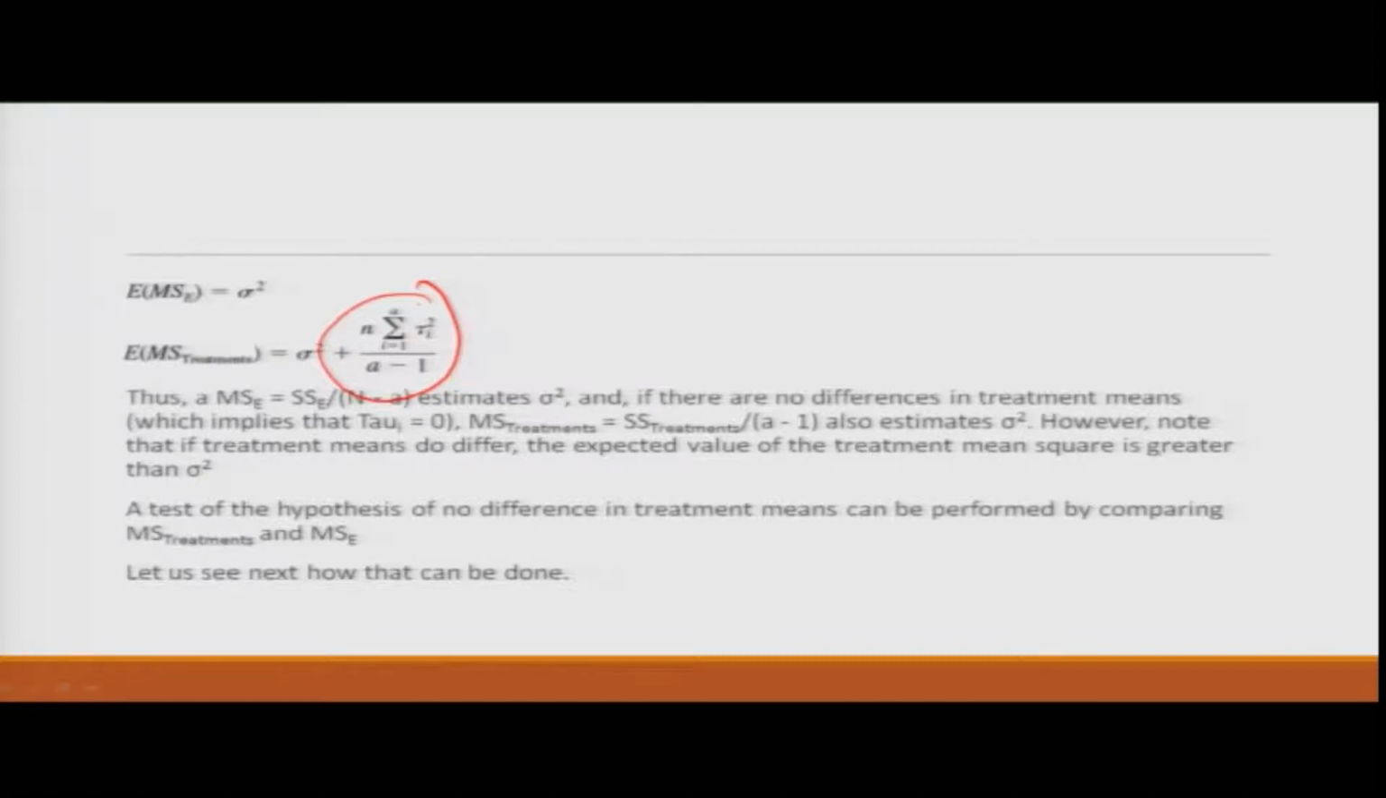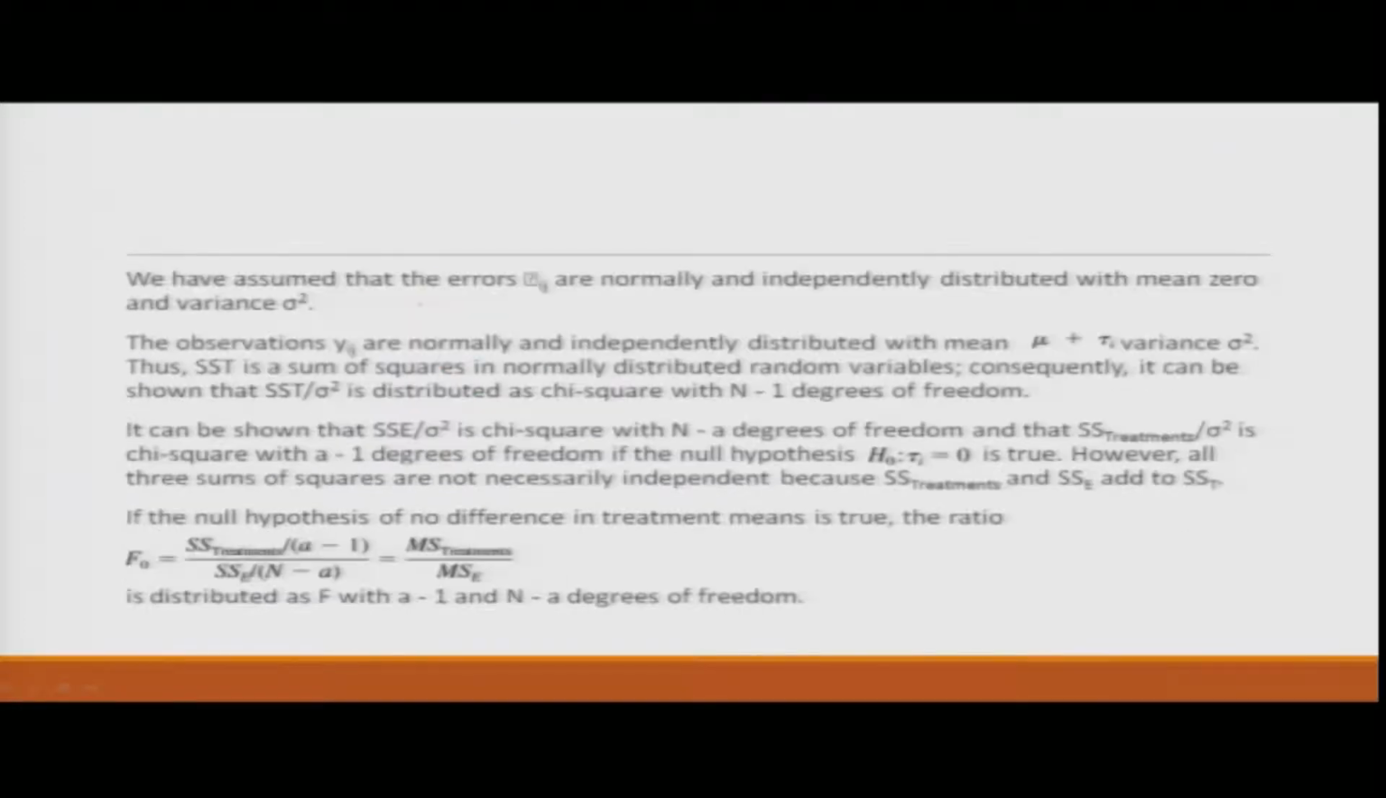So, if there is some difference, obviously the second component which I have just highlighted in red may be not 0 or may be 0, depending on what your hypotheses are. So, let us see how this can be done. You have assumed that the errors epsilon ij are normally and independently distributed with mean 0 and variance sigma square, and I did mention time and again, I will mention again here, that the errors are independent of each other. Thus, the observations yij are normally and independently distributed with mean mu plus tau i. So, tau i is basically the fluctuation which is happening between the mean of any treatment with respect to the grand mean.